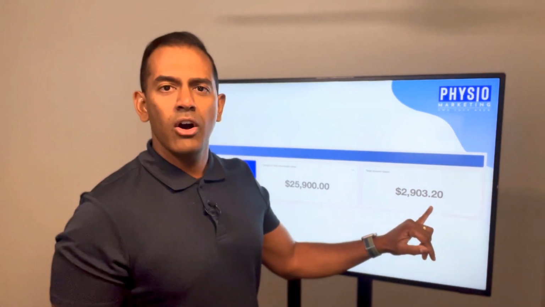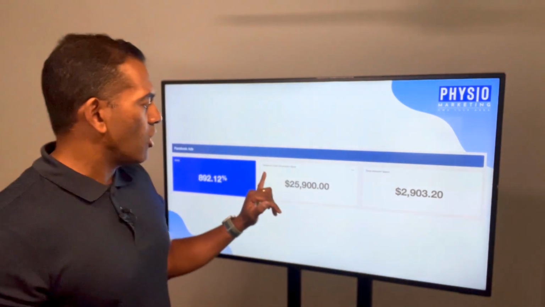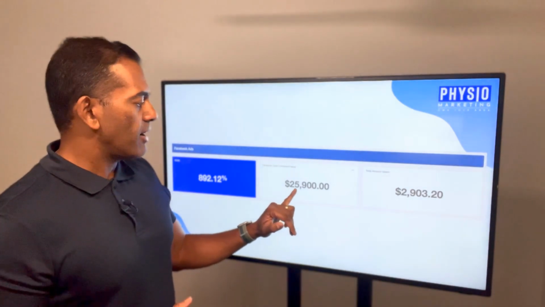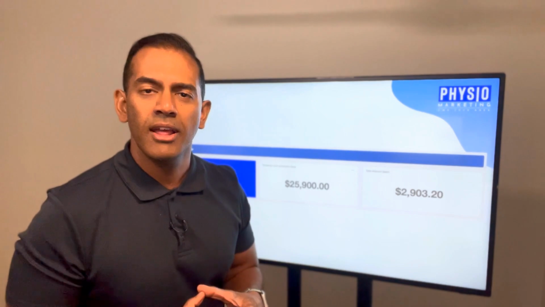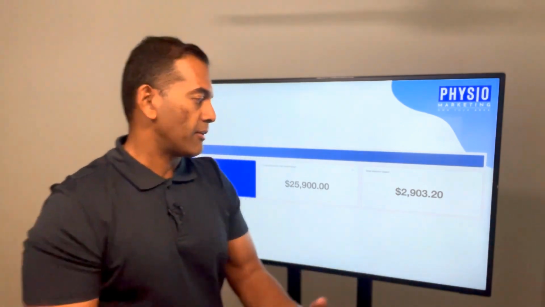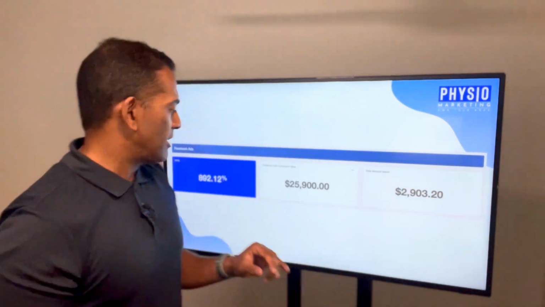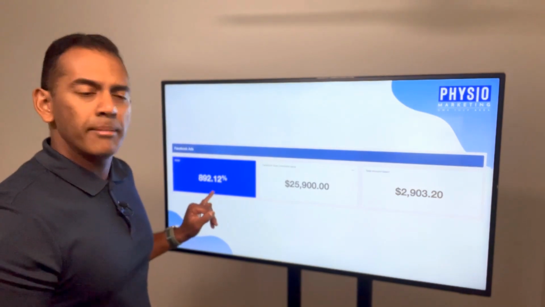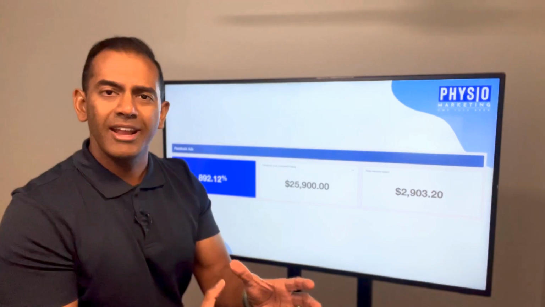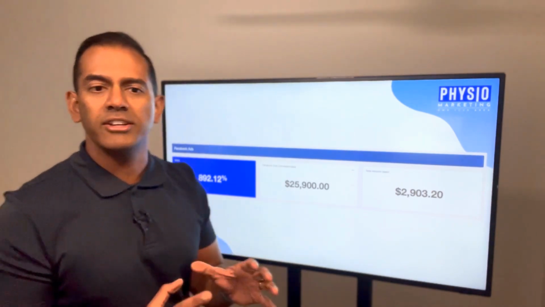$2,903 on Facebook ads, and they got back $25,900 in terms of revenue. This is new patients, and the actual revenue they created from them. So if you have a look at that, that's a return of 892%, meaning every dollar that you put in turns into $8.92.